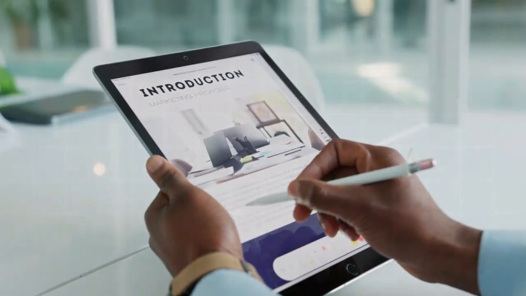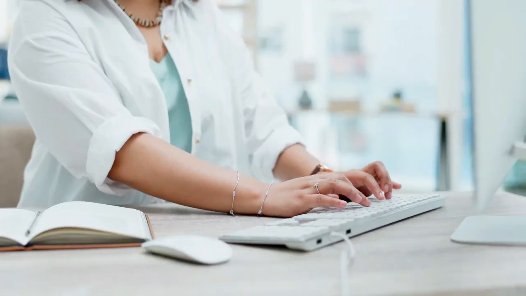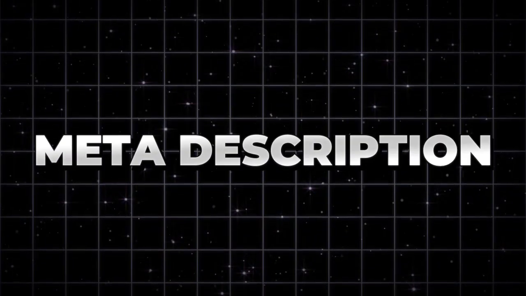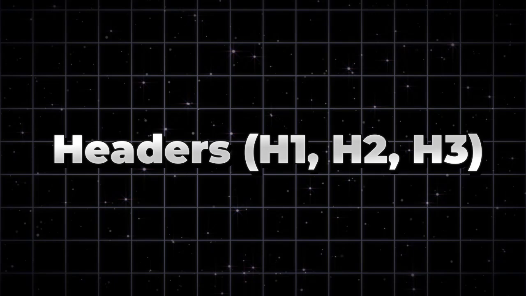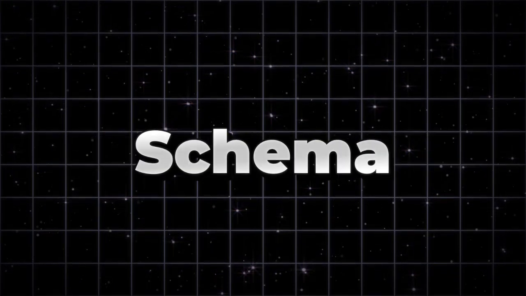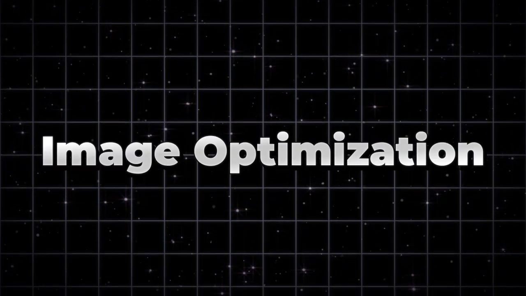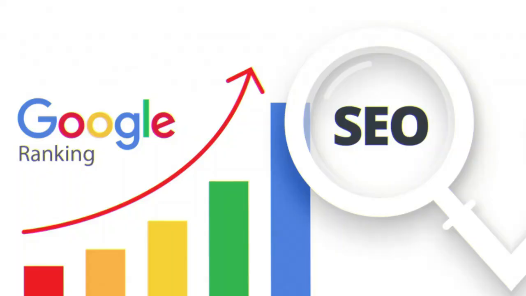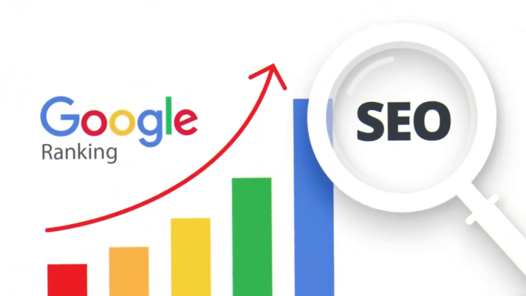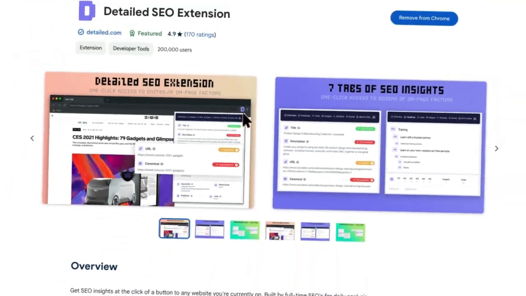First, let's quickly run through the 6 most critical components of on-page SEO that we'll audit: meta title, meta description, URL, headers (H1, H2, H3), schema markup, and image optimization. If you optimize these 6 areas properly for your target keywords, you should see noticeable ranking improvements within a month or so. Thankfully, the Detailed SEO extension simplifies auditing these points.